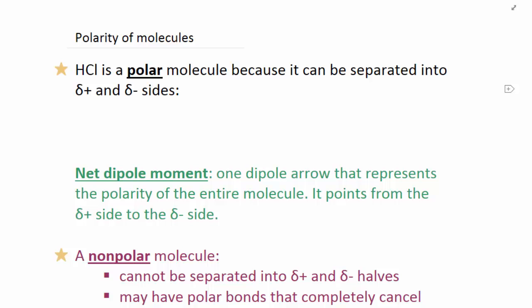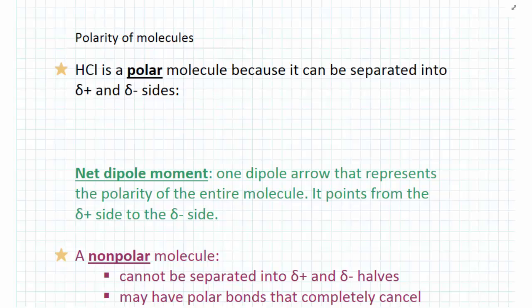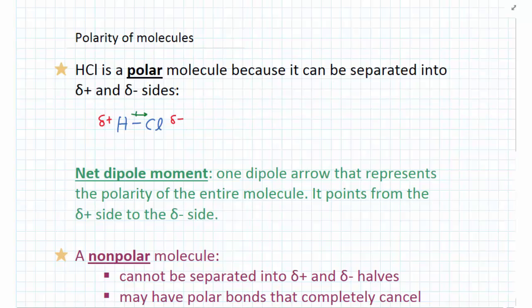We can say that HCl is called a polar molecule. If I draw that HCl one more time right here, we had an arrow towards the chlorine, partial positive, partial negative. What we can imagine is that we can separate this into a partial positive and partial negative side. Okay? If we sort of divide this, we've got a positive side over here, we've got a negative side over here.